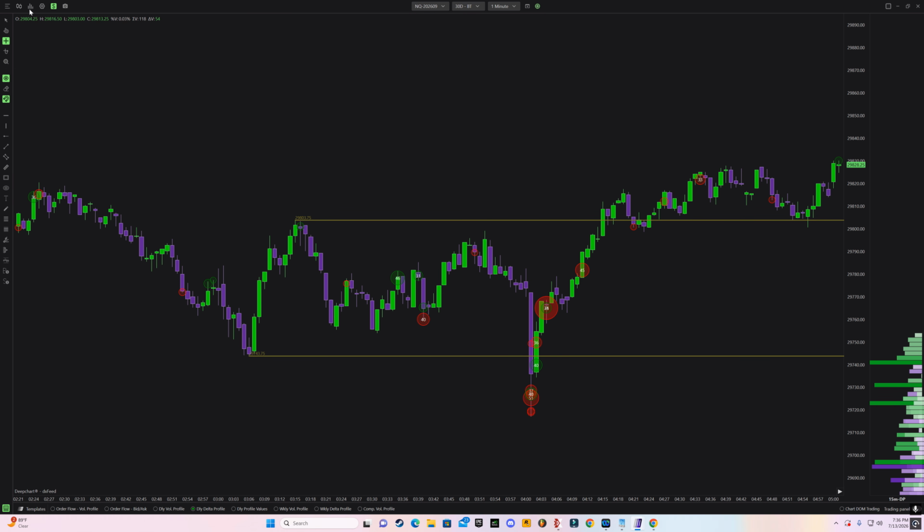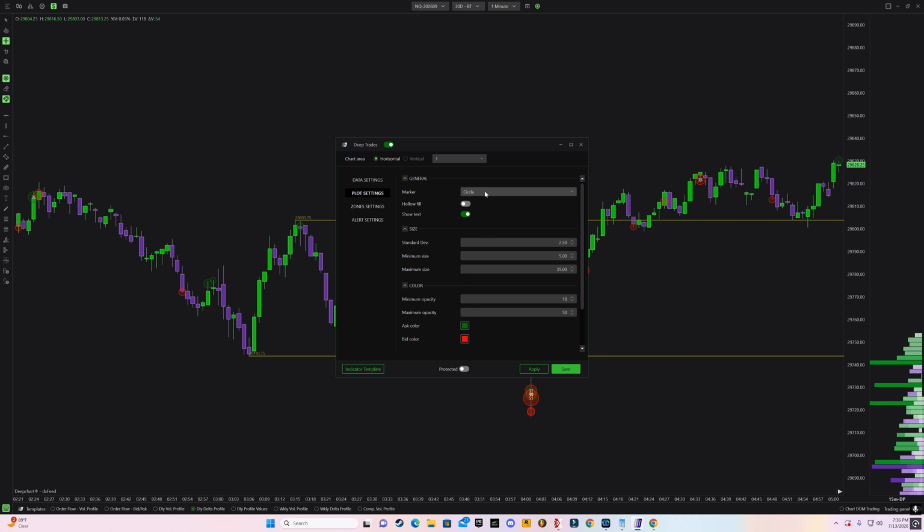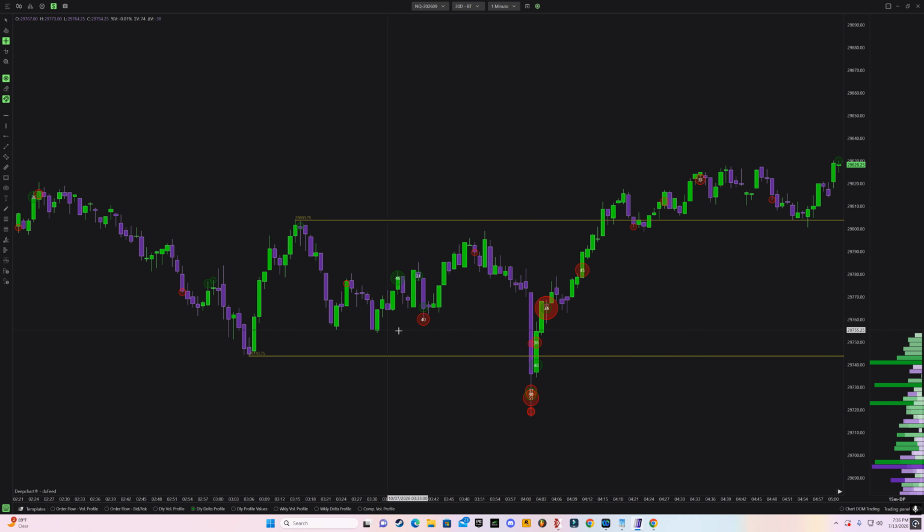So now for my settings for deep trades, during London and Asia session, I have the manual filter minimum at 20, right? And then in the plot settings, I have it set at circle, show text, and then I have the minimum size at 5 and maximum size at 35. And then I have the opacity settings at 10 and 50. So the minimum size and maximum size, right? What it does, it just looks at the average bubble sizes. And if there is an actual big order that is bigger than the average, right, it's going to be shown.